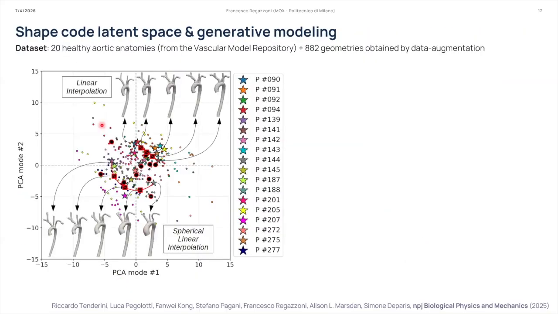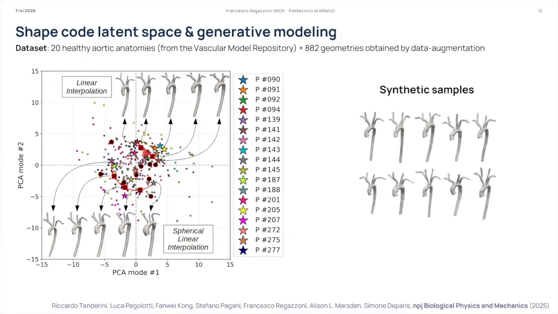So we apply this idea to a data set of 20 healthy aortic anatomies, and we got a latent space that is well behaved. And how can we say that? Well, by two considerations. The first one is that if we take two geometries and we perform an interpolation in the latent space and then we decode them back into the physical space, we have a smooth transition between the two geometries, both by using linear interpolation and SLERP, spherical linear interpolation. And second, if we randomly sample in the latent space, we can perform generative AI and generate synthetic samples that are realistic.